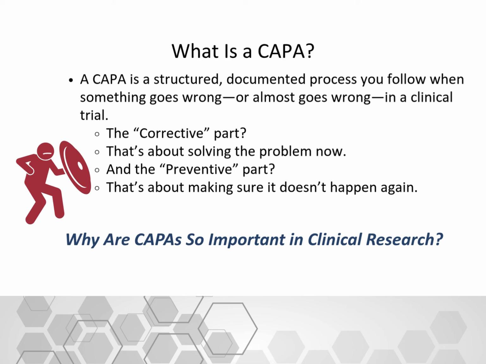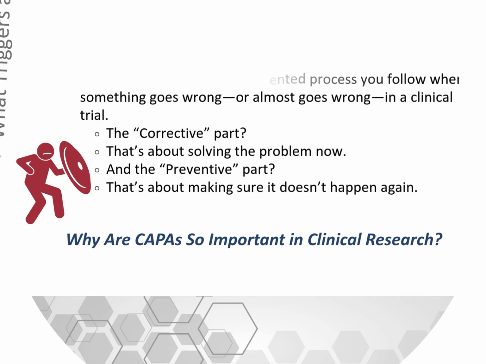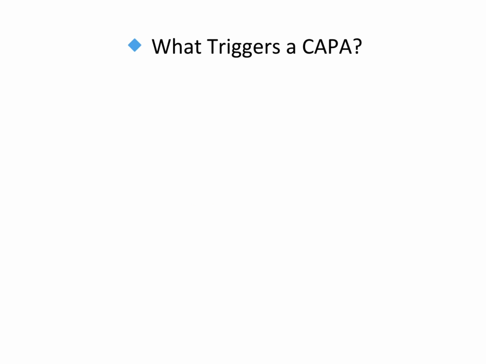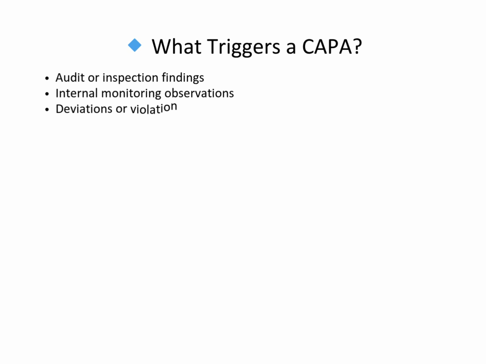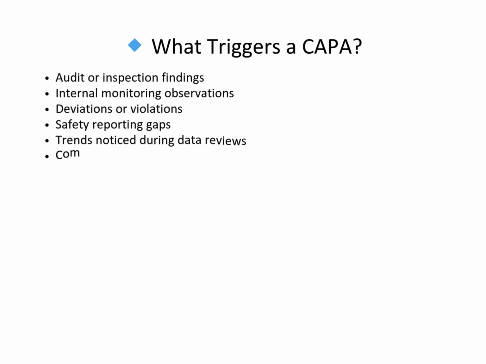But we have to know, what triggers a CAPA? Many things can trigger a CAPA in clinical trials, including audit or inspection findings, internal monitoring observations, deviations or violations, safety reporting gaps, trends noticed during data reviews, complaints or concerns raised by site staff.